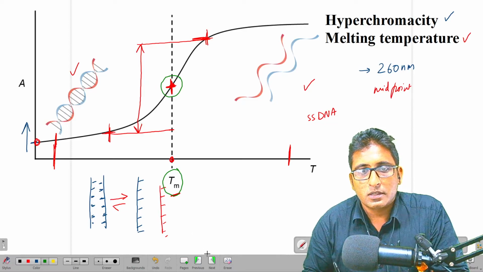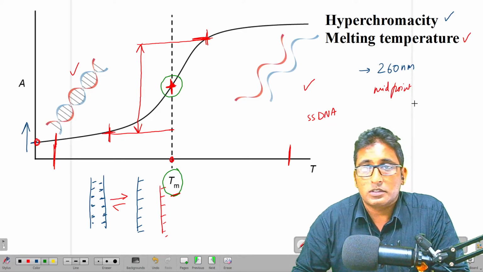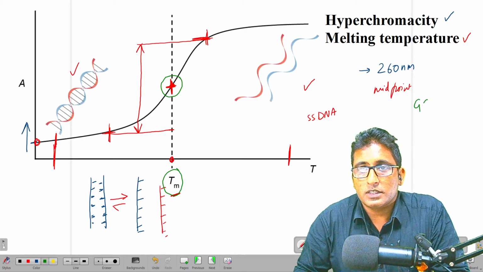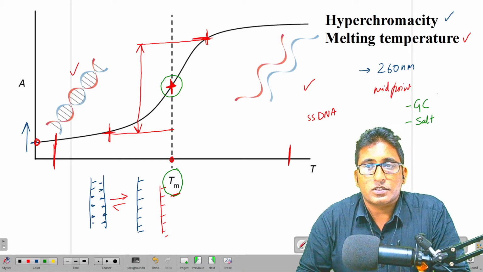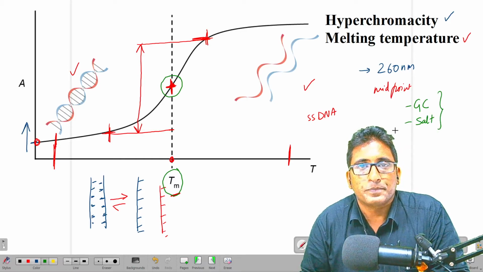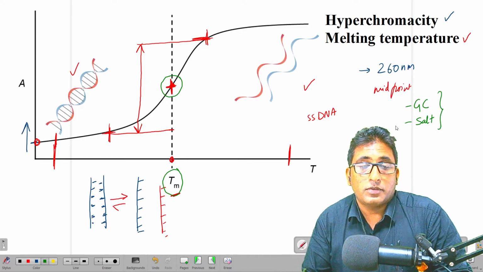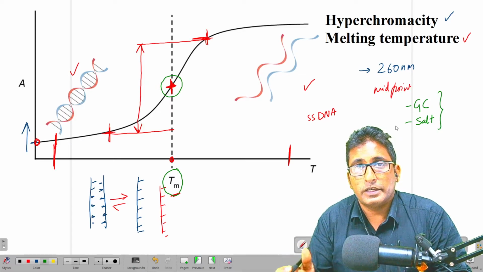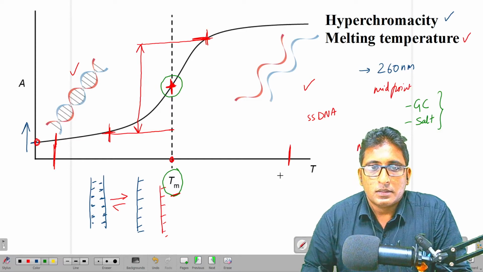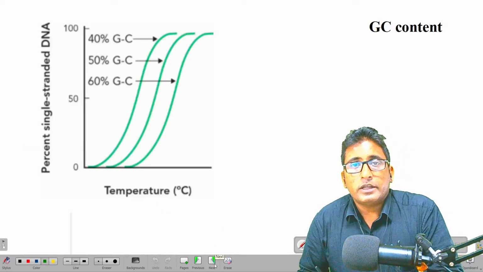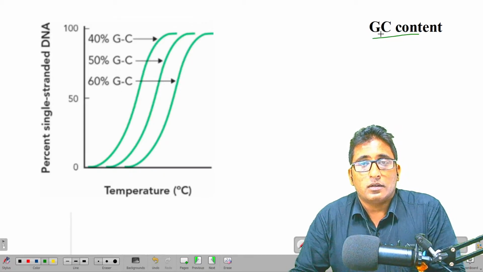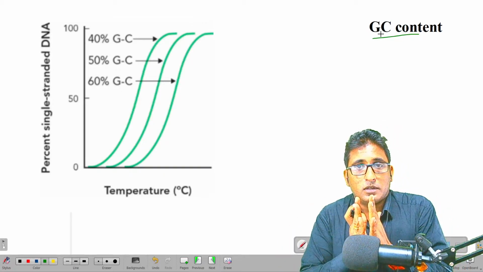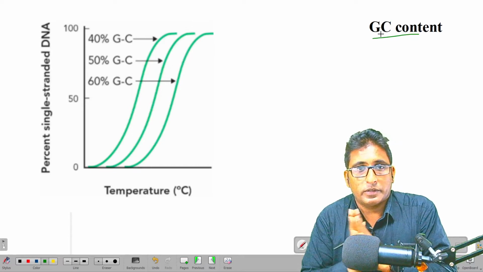Like in the previous discussion, we spoke about two or three important factors. One is GC content. The other is salt concentration, and how they can affect the structure and the stability of the double-stranded DNA. If we recollect, the higher the GC content, the longer the strands are likely to stay together in different conditions.